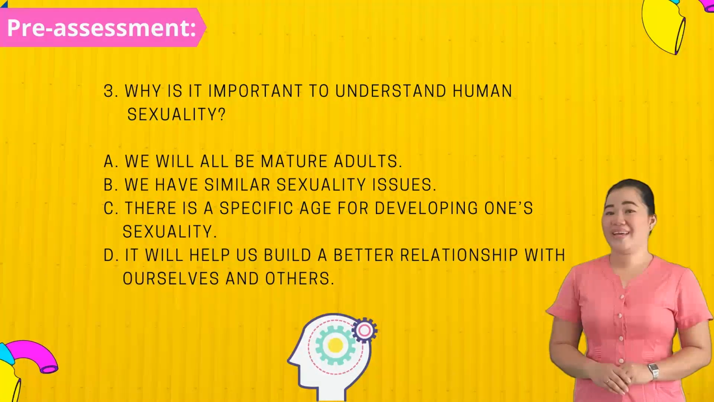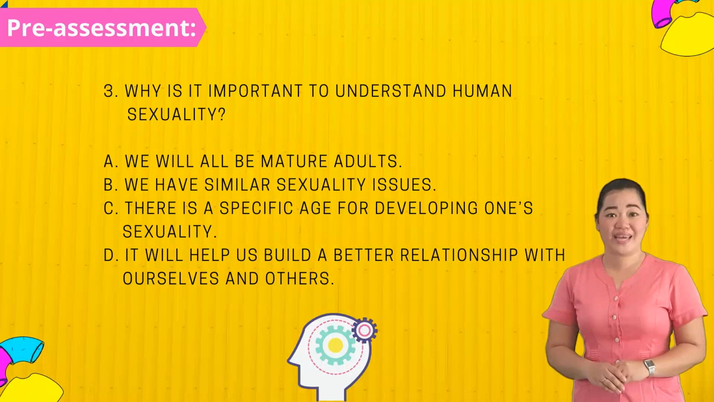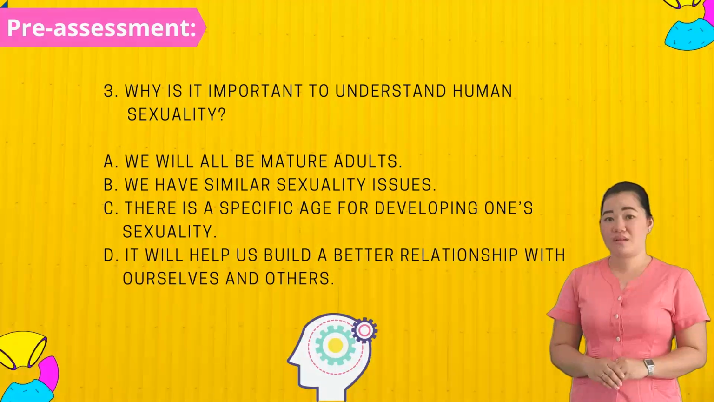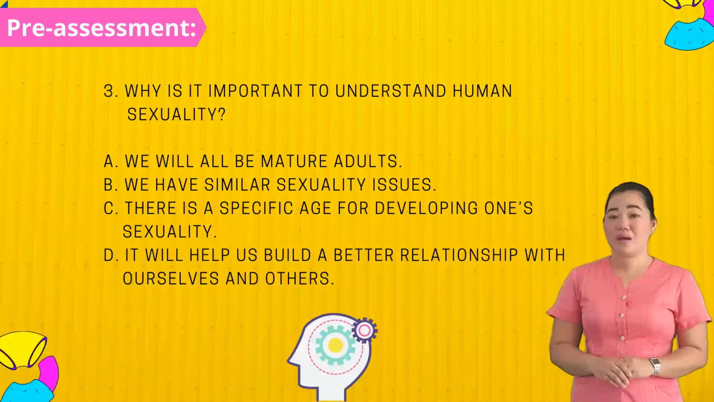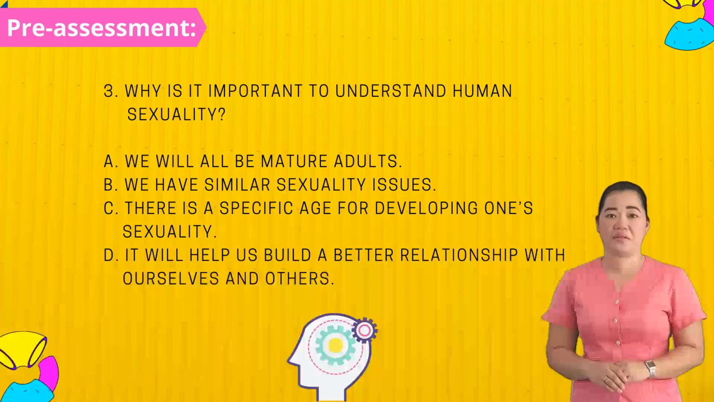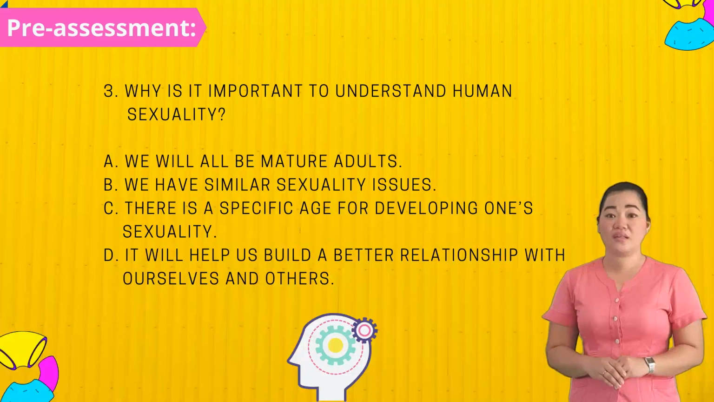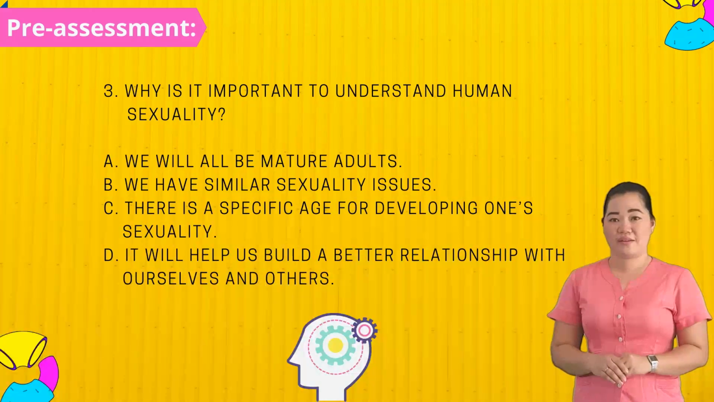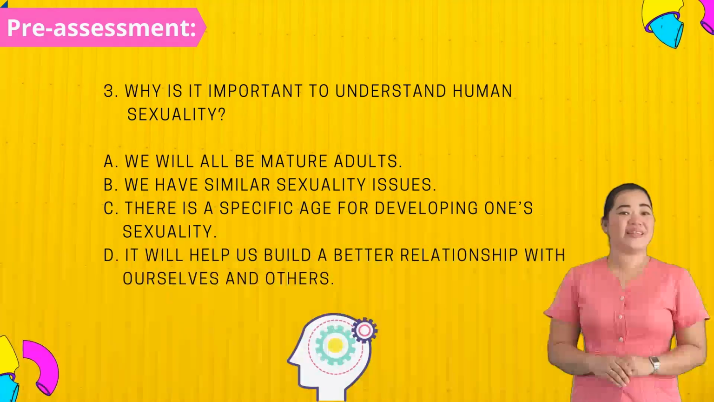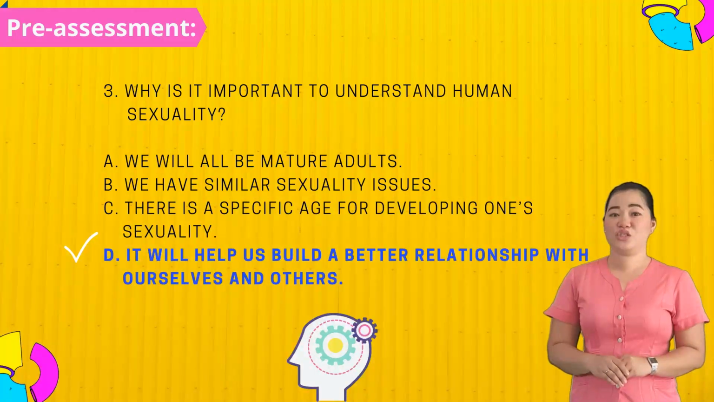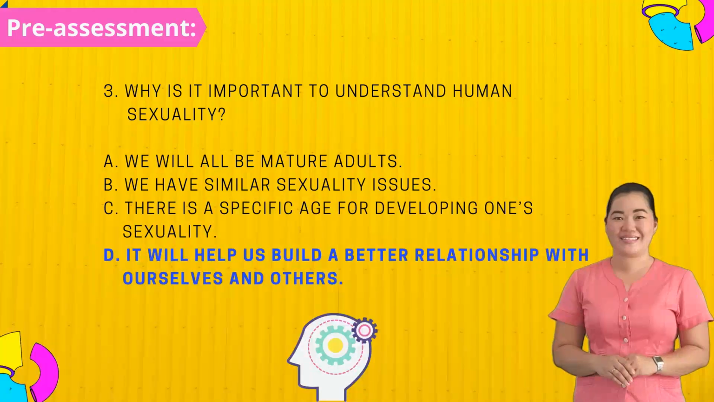Number three, why is it important to understand human sexuality? A. We will be all mature adults. B. We have similar sexuality issues. C. There is a specific age for developing one's sexuality. Or D. It will help us build a better relationship with ourselves and others. The answer is D. It will help us build a better relationship with ourselves and others.